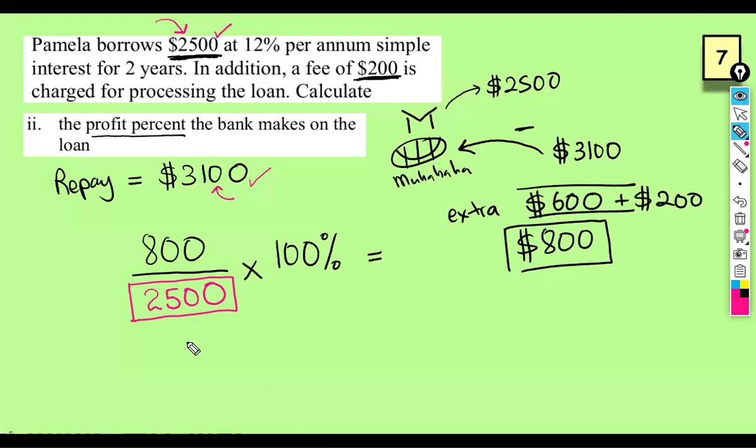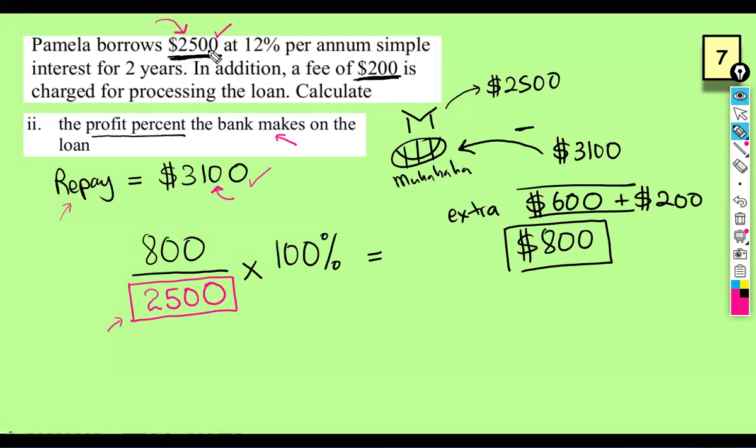The only time the new value will go here, the only time you would put 3,100, is if the examiner says in the question, express the profit percent as the gain on the amount being repaid. The only way we could put 3,100 underneath here is if the examiner says in the question to use 3,100. But whenever they don't mention that, it's always the original first value.